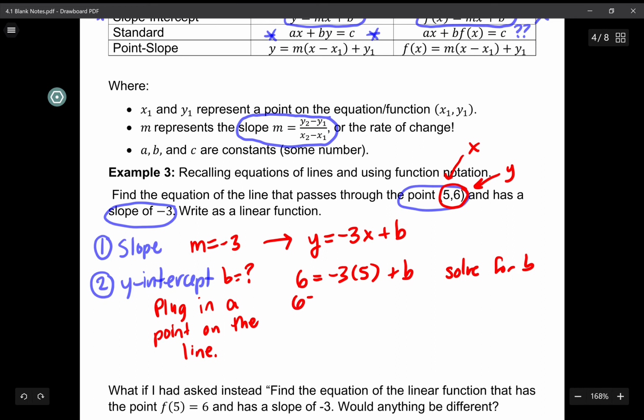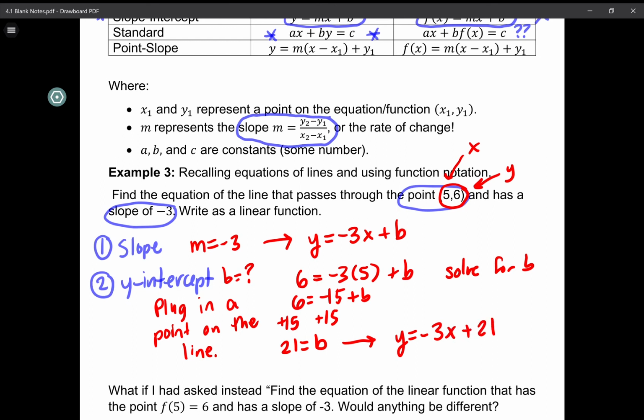So 6 equals -15 plus b. Add 15 to each side. 21 equals b. And now I know b, so I can fill in the b value in my slope-intercept form. y equals -3x plus 21. And there's my equation, the equation of the line.